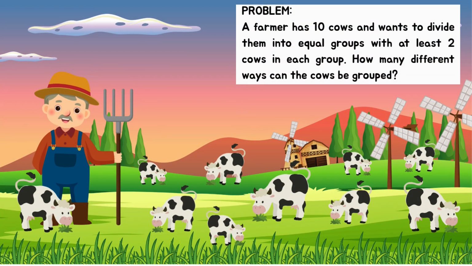So, from that video, we notice a problem that a farmer has 10 cows and he wants to divide them into equal groups with at least 2 cows in each group. So, how many different ways can the cows be grouped?